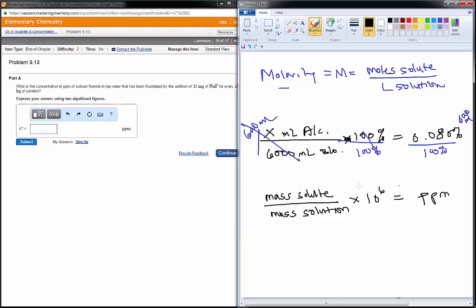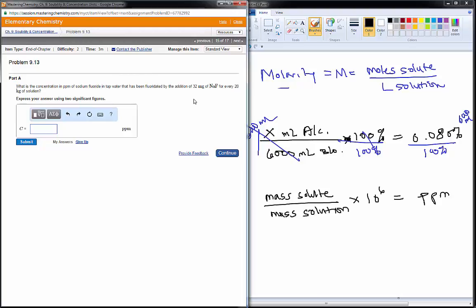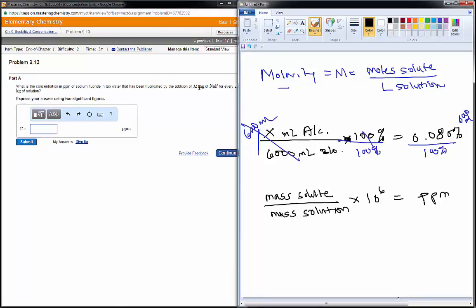So this is the equation we're using instead, where this first part is the same as it was when we did percentages. So if I have 32 milligrams of sodium fluoride for every 20 kilograms of solution. Remember, we always have to use grams and milliliters. We always have to use comparable units. These are comparable because water is 1 gram per milliliter.